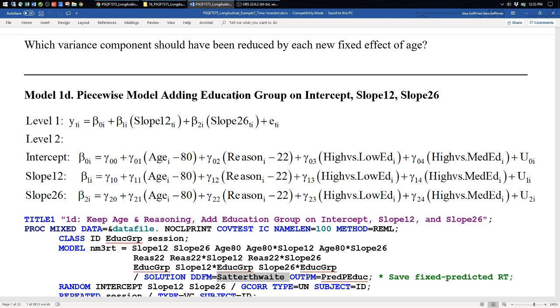So time invariant predictors, let's do some vocabulary. Give me synonyms. How do you refer to a time invariant predictor? What are some other words? Between person predictor, sure. Level 2. Person level is one I use for people who aren't familiar with multi-level modeling. Person predictor, between person. Cross-sectional would be another one. Something that's measured only one time is the key.